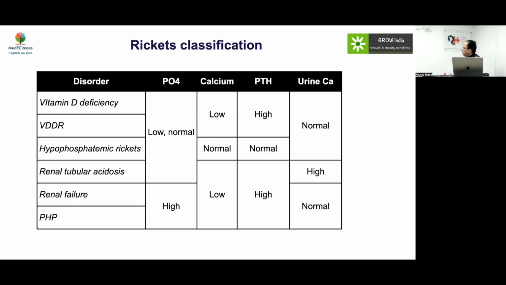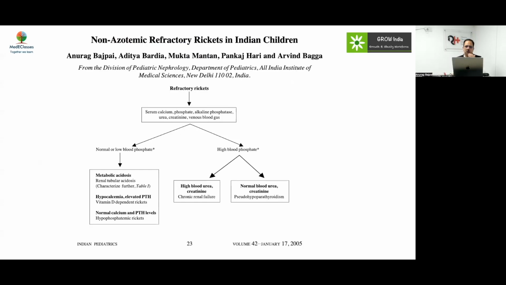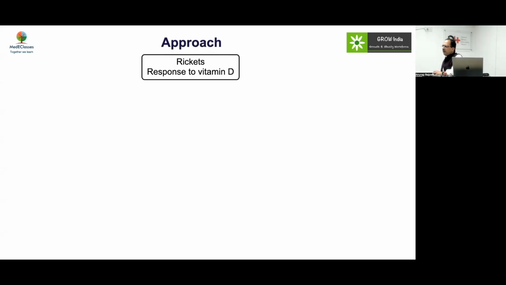And of course, urinary calcium, if it's high, it's more like a renal tubular acidosis, and acidosis will also give you a picture. So the most important thing is phosphorus, second is PTH, and then of course, ALP and urinary calcium will give you a clue. Back around 17, 18 years ago, we gave an algorithm based upon our results. Results are pretty similar. So this is our current algorithm.